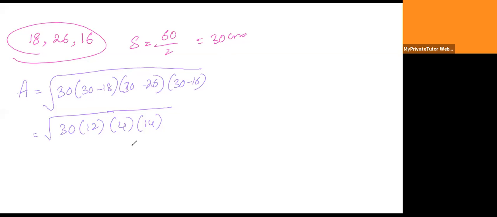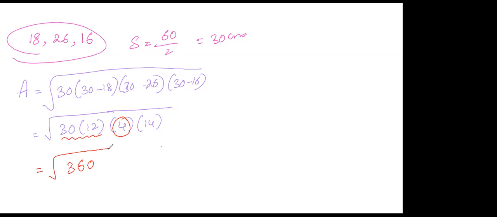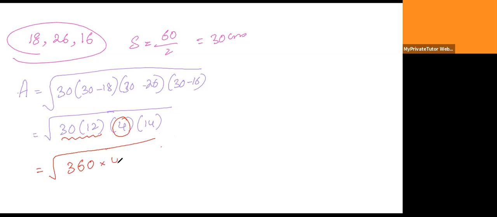So divide. Please check that this 4 is fine. What is 30 times 12? Joseph, Anna, please listen carefully here. Please multiply this 30 and 12. Can you please tell me what is 30 times 12? 360. Very nice. And then I'm writing that 4 as it is and that 14 as it is.